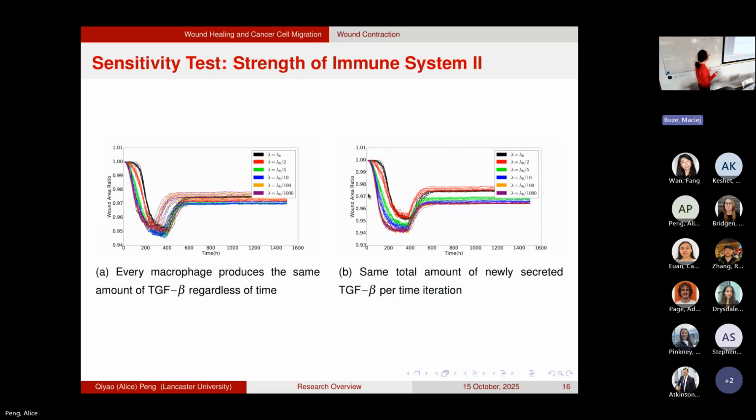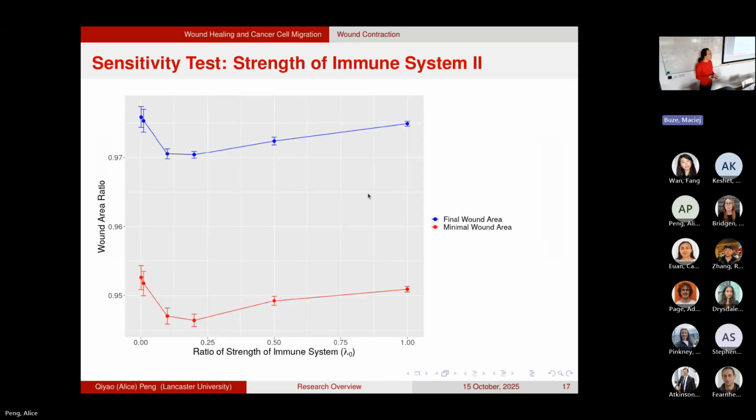We tested both of them. For this one, every macrophage produces the same amount of TGF-beta, so you can consider all the immune cells identical. For this one, we say it doesn't matter how many cells you have, the total newly secreted TGF-beta is the same. And it actually matches the clinical observation that I was told by a surgeon from the Netherlands: in clinics, to a certain extent, a weaker immune system is better to prevent the contraction, which is exactly what we have seen here.